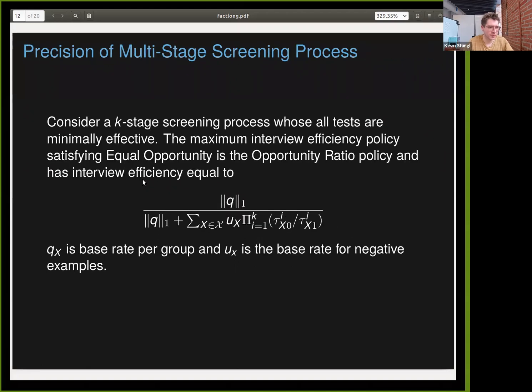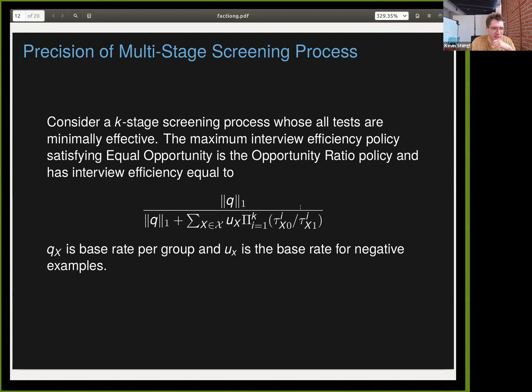And so the proof. Oh yeah, I'm just going to show the proof. But first, this is a closed form policy. You can just write it out. And it's the maximum. When I say interview efficiency here, think precision. So the maximum precision policy over this pipeline satisfying equal opportunity is the policy I just showed you, and it has precision equal to this. Where Q is the base rate, the size of the group times the base rate of the group. So just for notation, we call that Q.